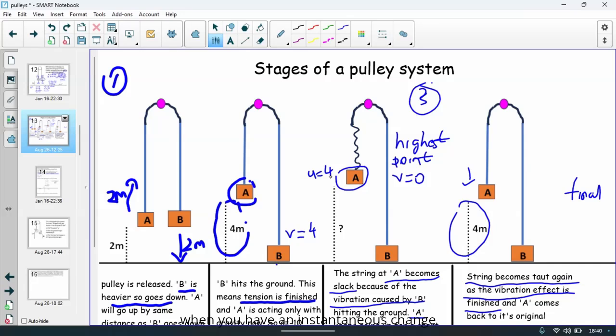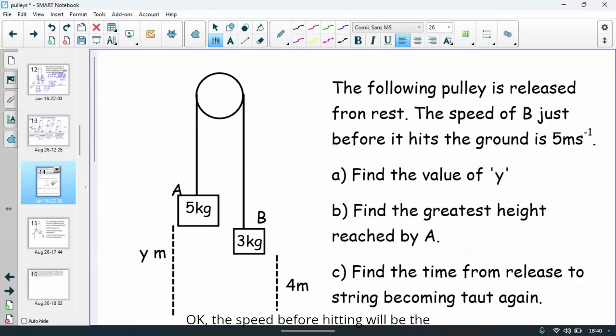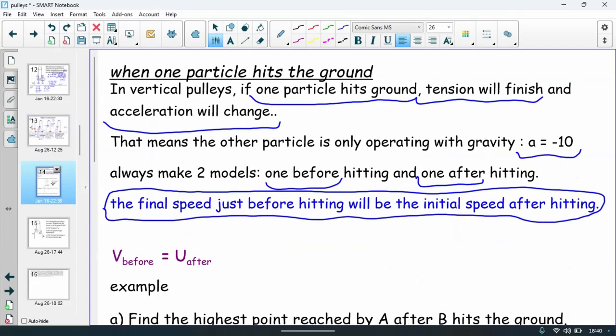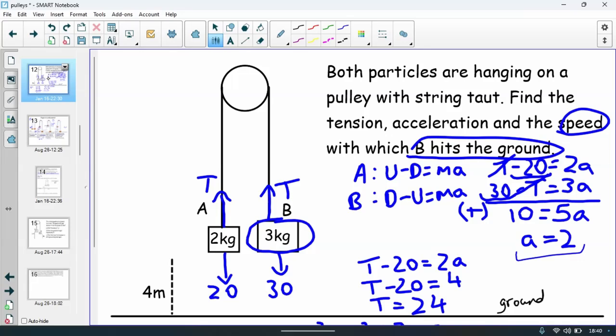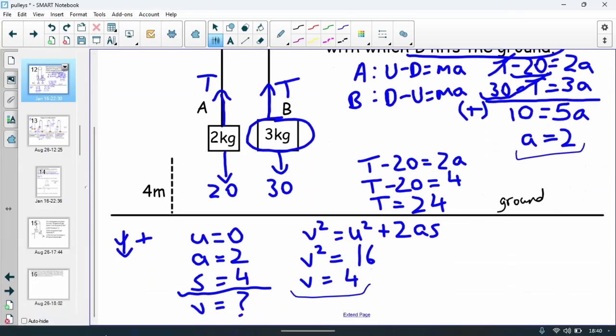But when you have an instantaneous change, then it stays the same for a millisecond, because it takes time for things to happen, right? When you apply brakes on a car, it takes time to come to a stop. So similarly in this case, okay, the speed before hitting will be the initial speed after hitting. Okay, so v before is equal to u after. Now the question that we did, velocity we found was 4. Okay, this was before hitting. Velocity was 4, a was 2.